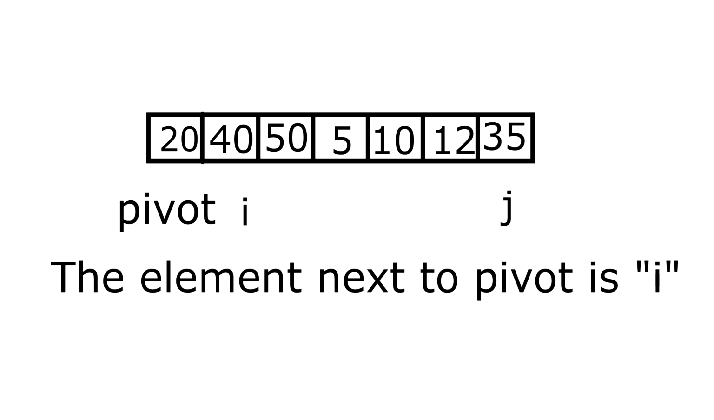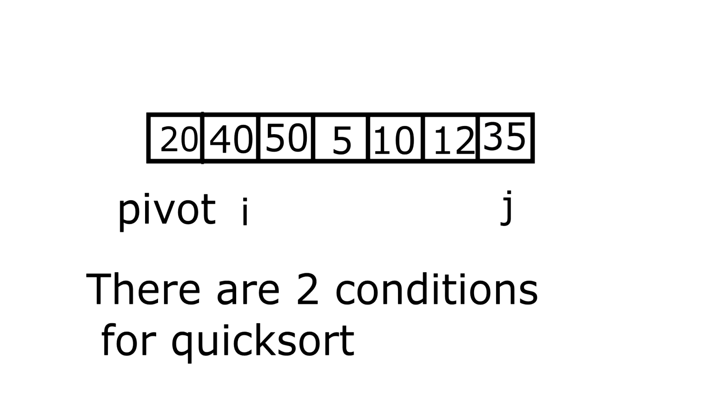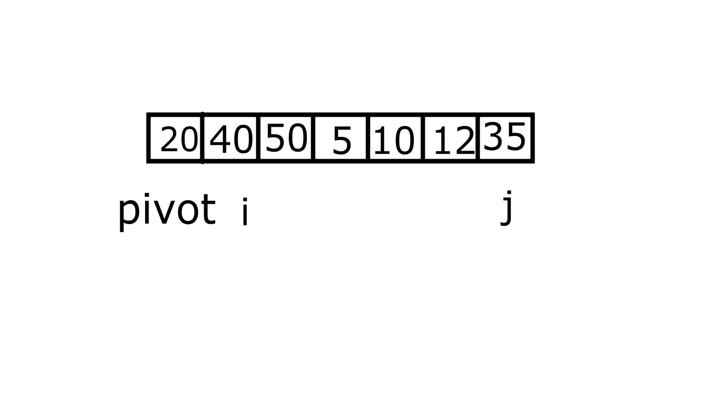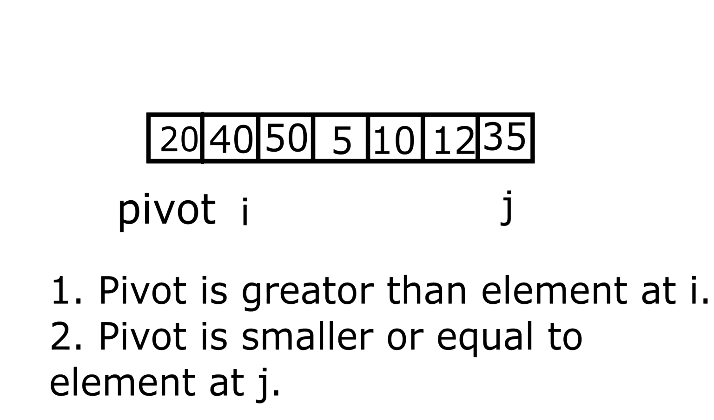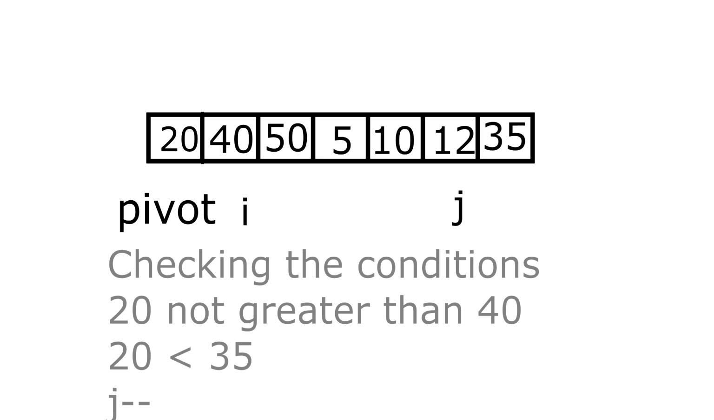The element next to pivot is i. Last element of array is j. There are two conditions for quicksort. 1, pivot is greater than element at i. 2, pivot is smaller or equal to element at j. If conditions are true, increment i, and decrement j.